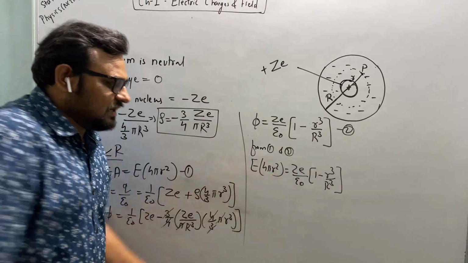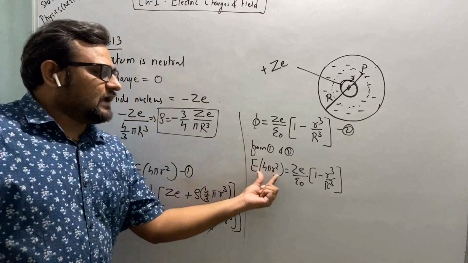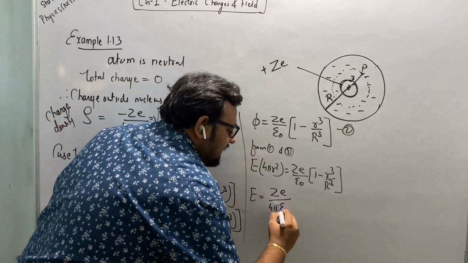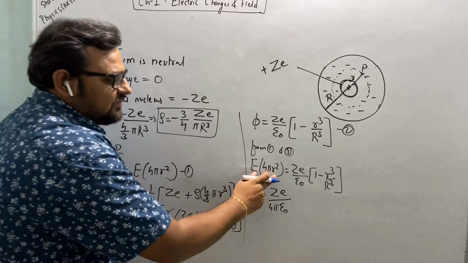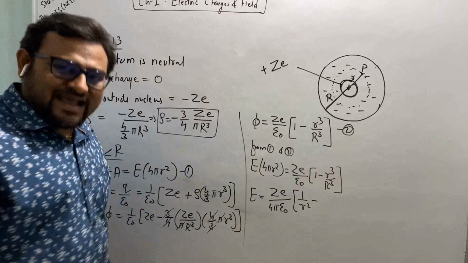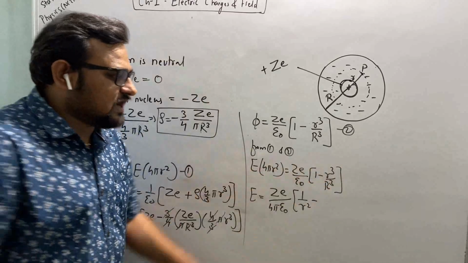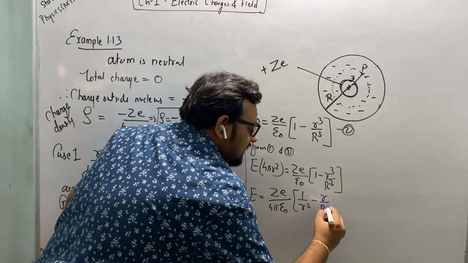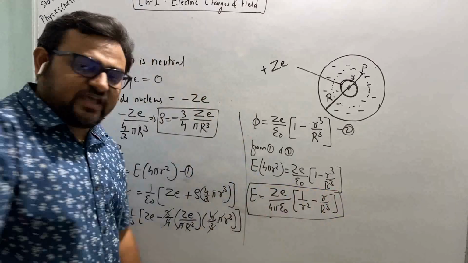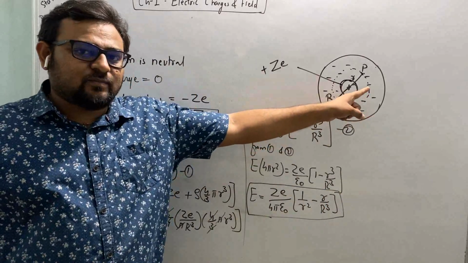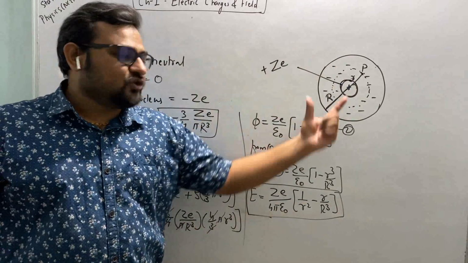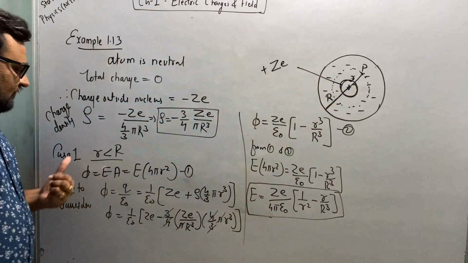Clear? So the electric field, this 4 pi r square will go here. Ze upon 4 pi epsilon 0. I will divide r square on both sides: 1 by r square minus, when I divide r square, it will be only r, r by R cube. This is the electric field inside the atom at a distance r from the center. Clear? From the nucleus, I can say. So this was the first case.